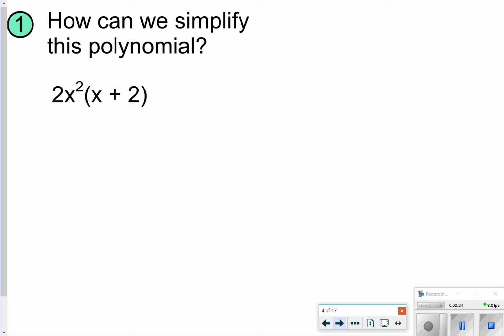First thing we want to think about is how can we simplify this polynomial. So I'm going to get you to pause the video here and try to simplify the polynomial. Basically, how would you distribute the outside term to everything on the inside? Let's pause the video now, try it on your own, and then click play when you're ready to check.